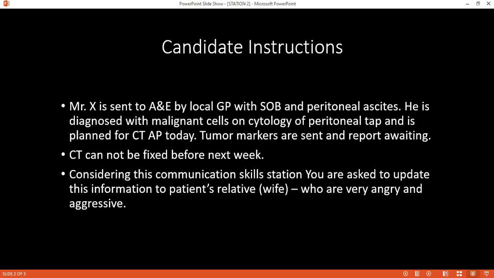Okay. Your husband was admitted with swelling and pain in his stomach, and our initial investigation reveals that he has some fluid collection in his stomach. I also explained to you the alternatives because the CT machine is not working in our hospital. Thank you for understanding.